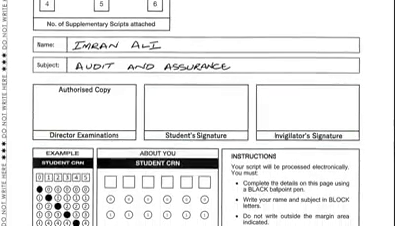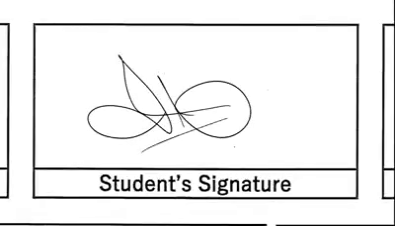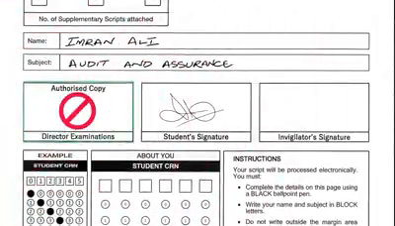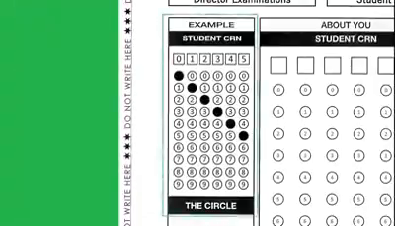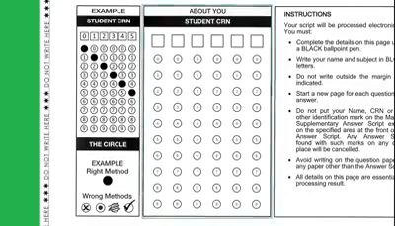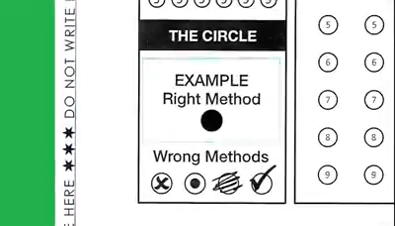Below the subject box, you will find 3 boxes. In the second box, you will place your signature. However, you should not do anything in the first box, which contains the signature of the Director Examinations, and the third box, which will be signed by the invigilator. Below the signature boxes, on the left side, you will see examples showing how the CRN is to be filled. Adjacent to the example box, you will see a large rectangular box, About You, in which you should write your CRN and shade the relevant circle in the same manner as mentioned in the example.